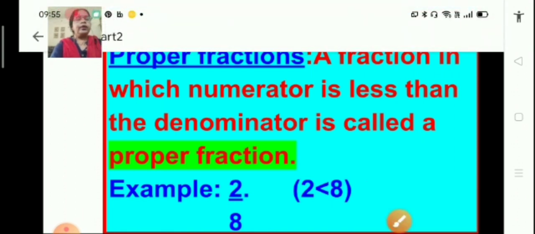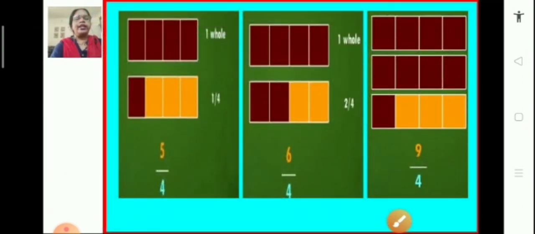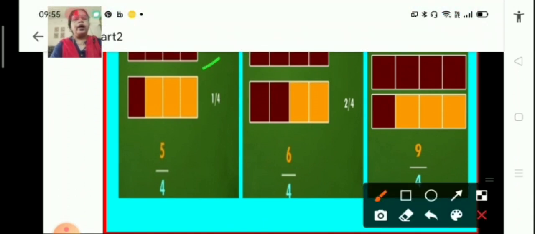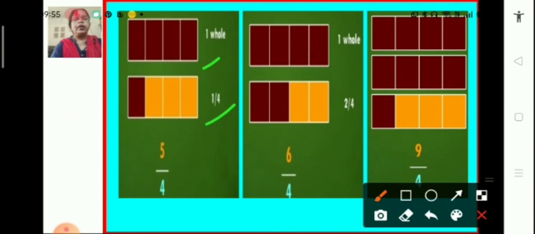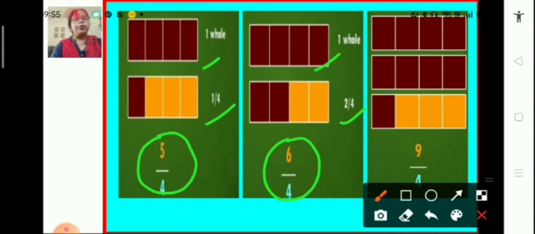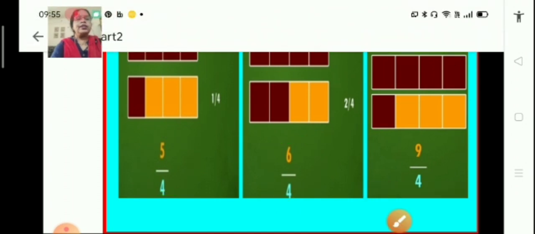Now, here we have some more examples. Let's see. In the first one, we have 1 whole and a part, 1/4. And the fraction is 5 upon 4. In the second one, we have 1 whole and 2/4, 2 upon 4. And the fraction becomes 6 upon 4. In the third one, we have 2 wholes and 1 out of 4 or 1 upon 4. And the fraction is 9 upon 4.